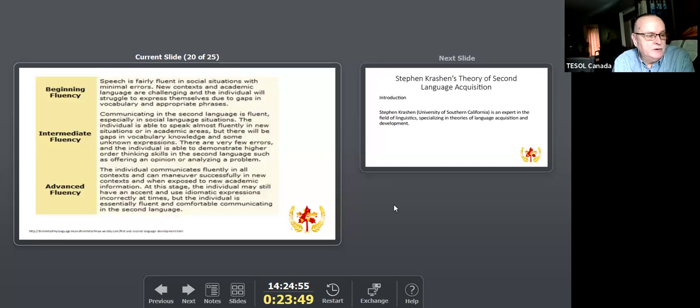With advanced fluency, the individual communicates fluently in all contexts and can maneuver successfully in new contexts and when exposed to new academic information. At this stage, the individual may still have an accent and use idiomatic expressions incorrectly at times, but the individual is essentially fluent and comfortable communicating in the second language.